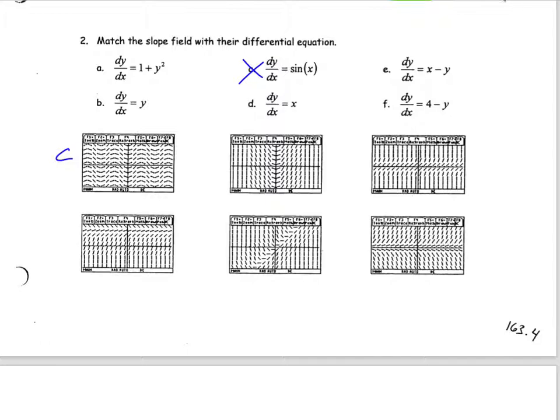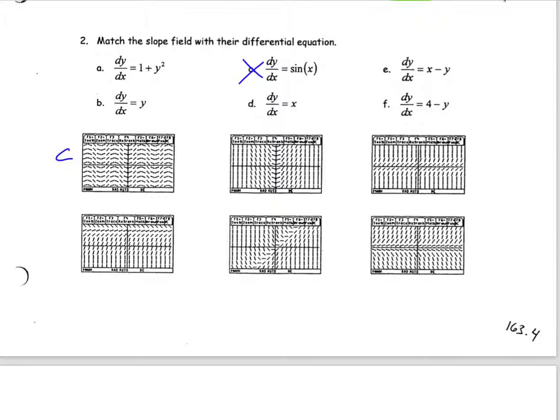What else? The second one could be A. Why do you say that? It looks like a parabola. Oh, wait, no, because wouldn't that be x squared, not y squared? I don't know. Remember, we're looking at the differential equation, and we're looking at the slope field. What is the slope field going to look like? It's not going to look like the derivative.